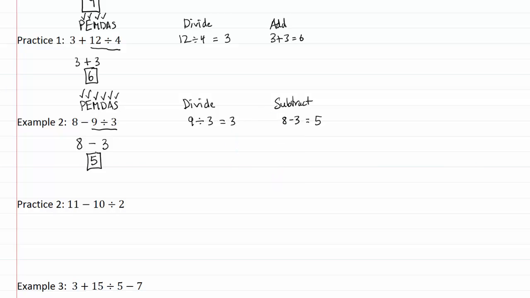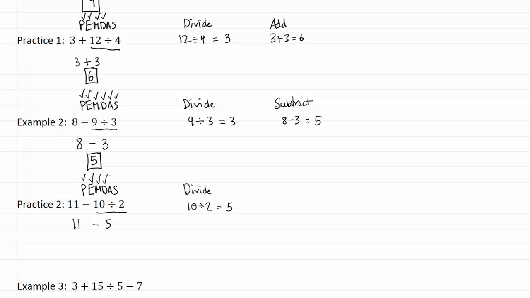Welcome back. Now I'm going to solve practice problem 2. I'm going to use PEMDAS. I'm going to write it up here, and then I'm just going to breeze through. Parentheses, I don't have any. Exponents, I don't have any. Multiplication and division, as I'm going left to right, I've got 10 divided by 2. So I've got to do some division first. I'm going to take 10 and divide it by 2. 10 divided by 2 is 5. So now my expression looks like 11 minus 5.